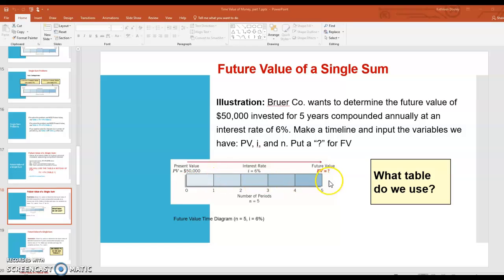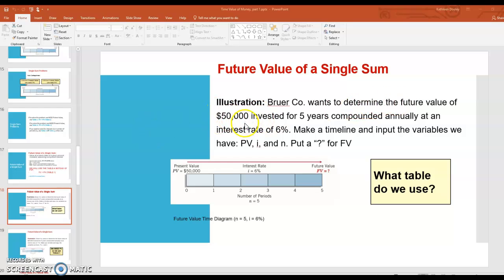So here's our timeline. Present values are on the left, future values on the right, the interest on the top, and the number of periods, N, is on the bottom. They want to determine the future value of $50,000 that's invested today. Determine the future value. That means the future value, the FV, is a question mark. That's what we want to determine.